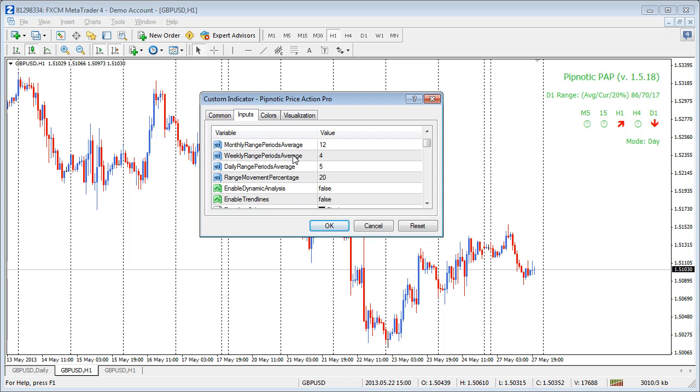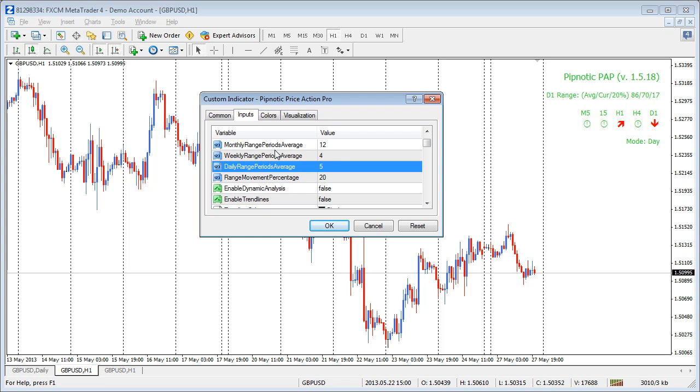The next setting we have is the weekly range periods average, which is 4, because there are 4 weeks to a month. So I put this to 4. You can again change it to whatever you like, whatever you're used to. And on the daily range periods average, I have 5 because there are 5 days in a week.